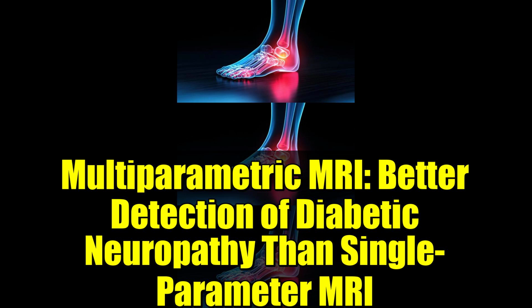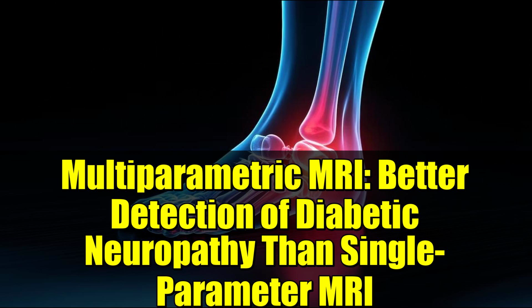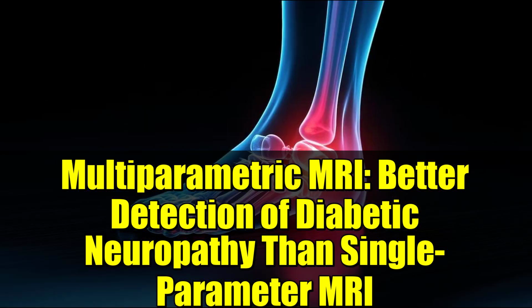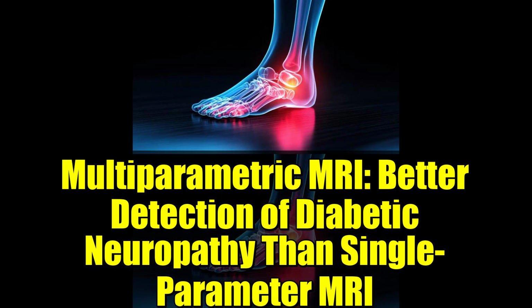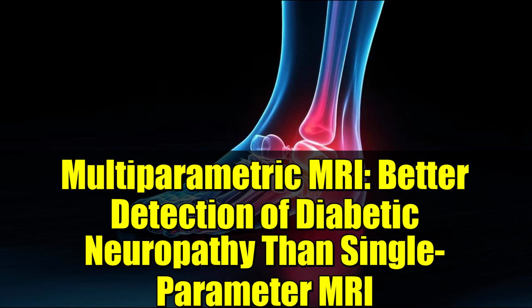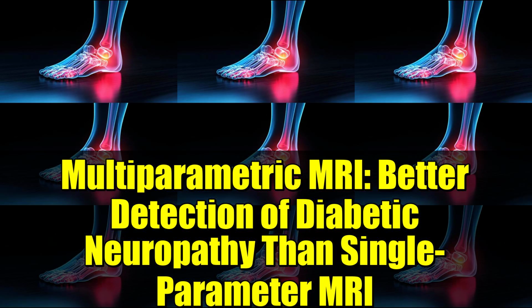And this is the part most people miss. While fractional anisotropy alone showed impressive diagnostic performance, AUC equals 0.85, combining it with T2 relaxation time in a multiparametric model skyrocketed accuracy to an AUC of 0.91. This means the combined approach not only detects neuropathy more effectively, but also identifies early microstructural changes in nerves, even before symptoms appear. But here's where it gets controversial.